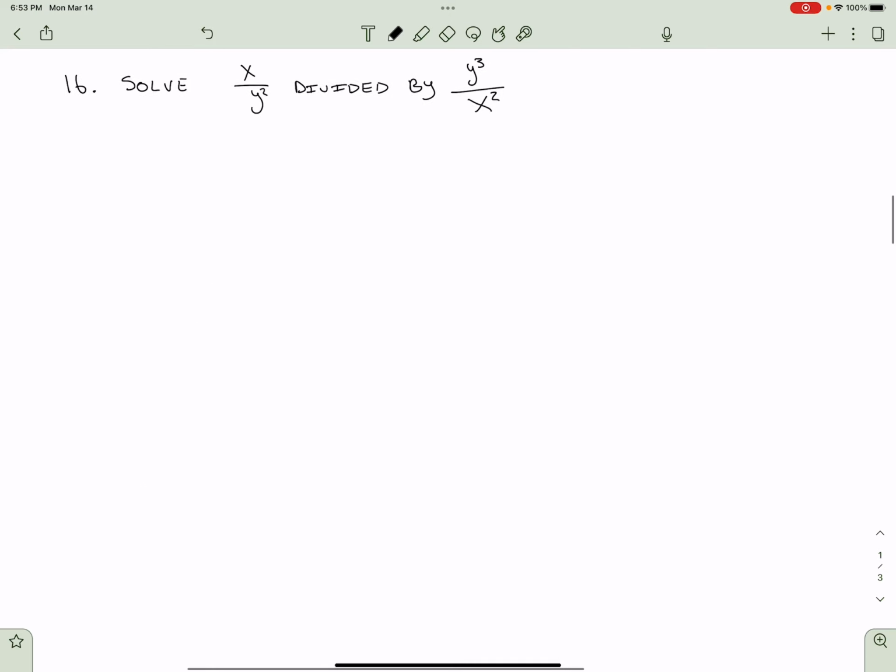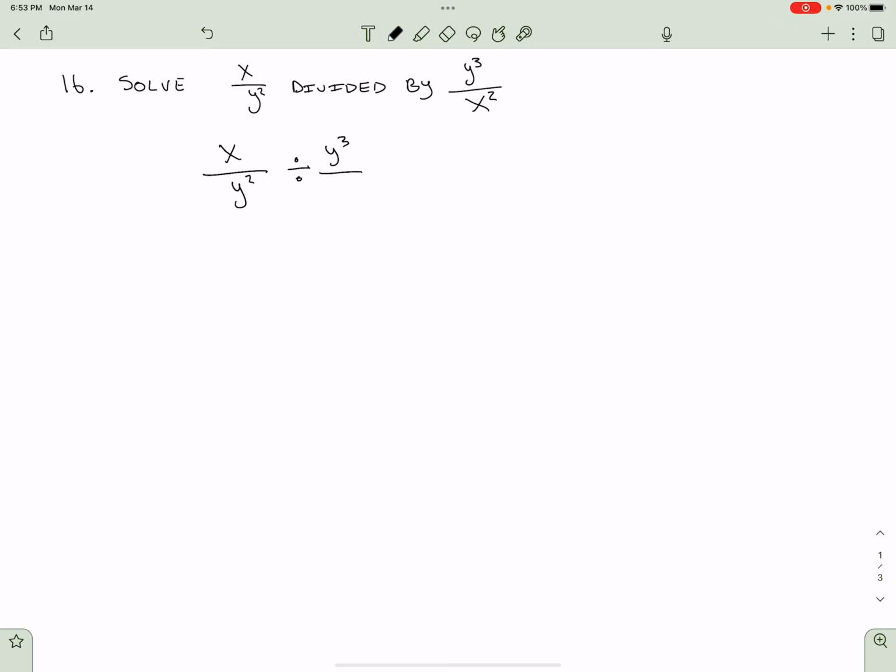16. Solve x over y squared divided by y cubed over x squared. All right. So I'm going to write this like this. I'm going to say x over y squared divided by x cubed over x squared.